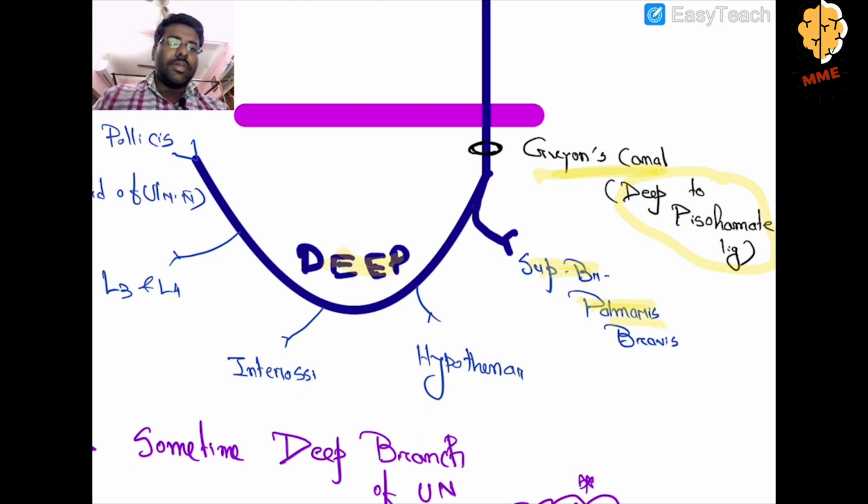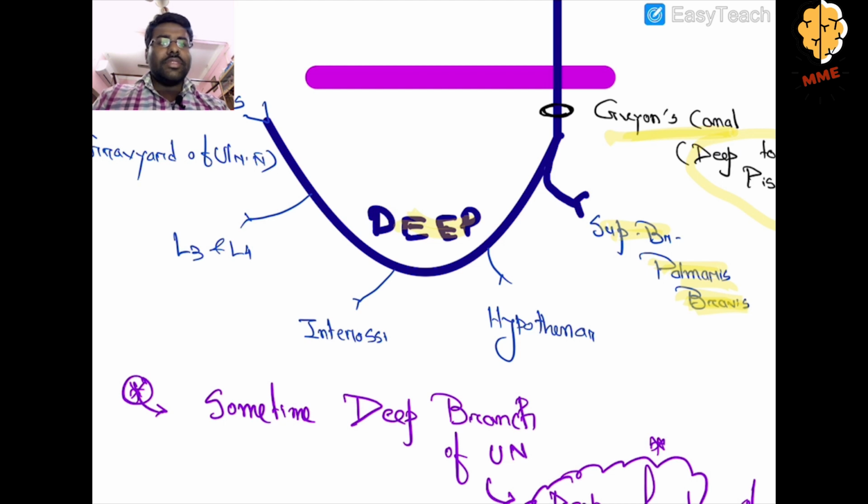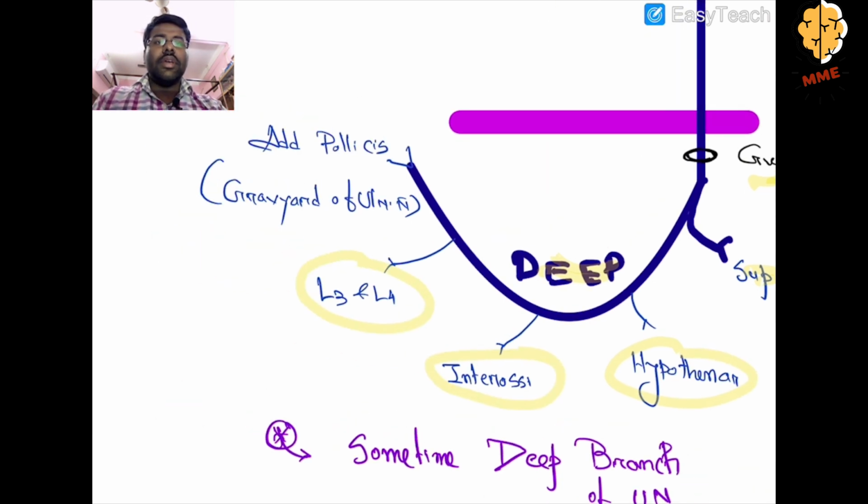Superficial branch mainly supplies the palmaris brevis muscle. Okay, and the deep branch, along with the deep arch of the hand, gives hypothenar innervation, interosseous innervation, L3 and L4 innervation, and lastly the adductor pollicis.